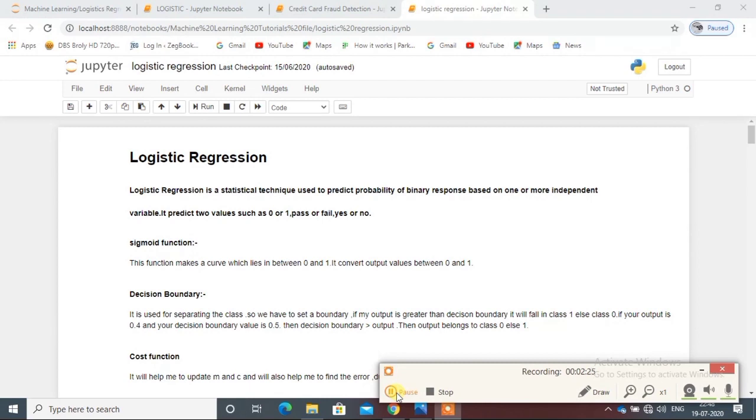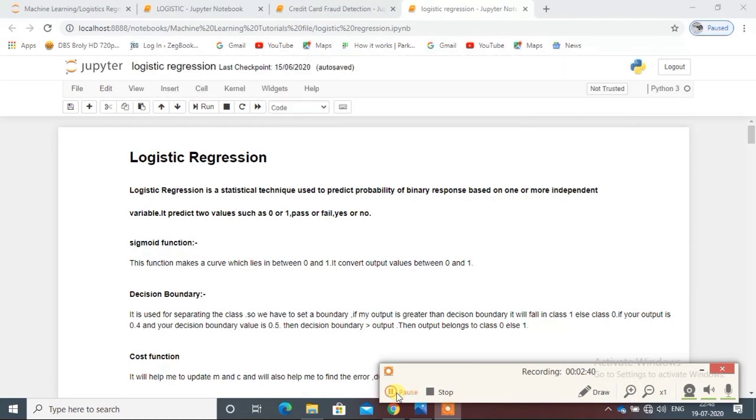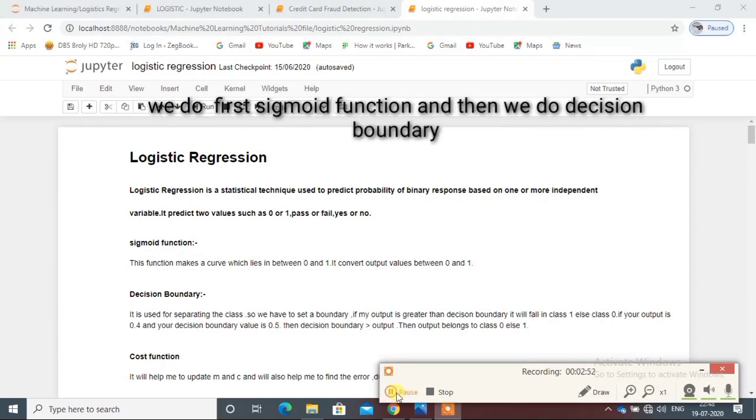Our decision boundary is also used with the sigmoid function. What is a decision boundary? A decision boundary is basically used to separate the classes into 0 and 1. They are both similar concepts. First we use the decision boundary, then we apply the sigmoid function, which will set the value into 0 or 1.